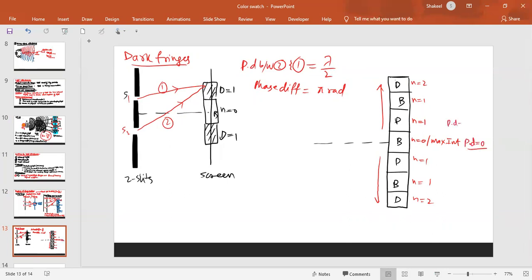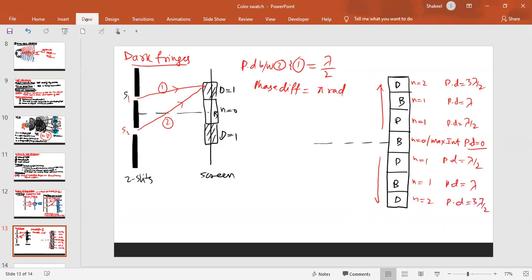For this, path difference would be lambda by 2. For this, path difference would be lambda. For this, the path difference between interacting waves should be 3 lambda by 2. Similarly, over here, the same thing: path difference should be lambda by 2, then lambda, and then 3 lambda by 2.